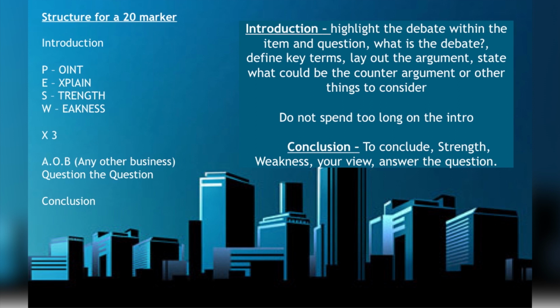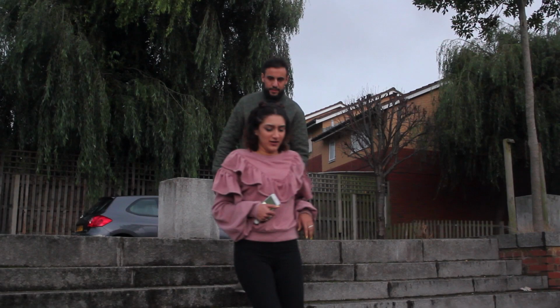It's a chance for you to bring in more arguments and solidify your AO skills, making sure that you hit the success criteria. So after your PESW paragraphs, you come on to your any other business paragraph. Now this is where you can outline any issues or concepts that could be relevant or applicable to your question, or any other knowledge that you have on the question that can strengthen your answer.